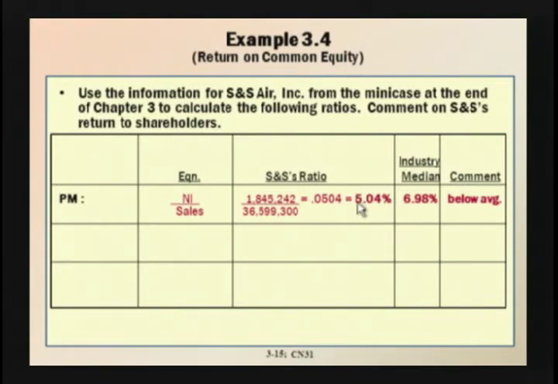The net income was 5.04% of S&S's sales volume. The industry median was 6.98%, so S&S is certainly below average in that respect compared to the industry median. It's not doing as good of a job generating net income out of each sales dollar that it generates. That's consistent with something we saw earlier when the times interest earned ratio was a little low, but the cash coverage ratio was high. We thought maybe they had a lot of depreciation expense. That would be consistent with this profit margin being low. They may have a lot of depreciation expense, just as one possible explanation.